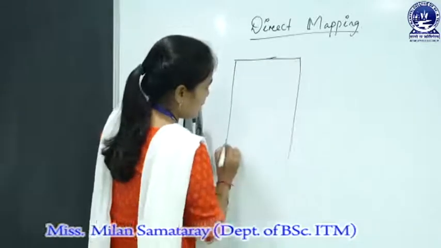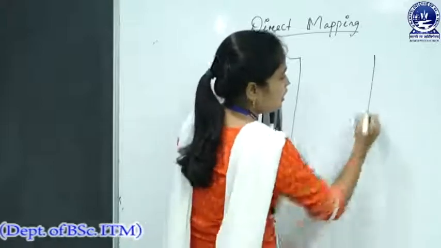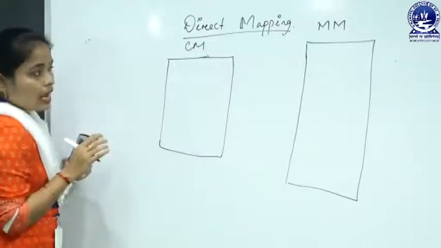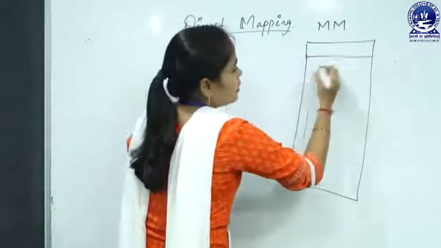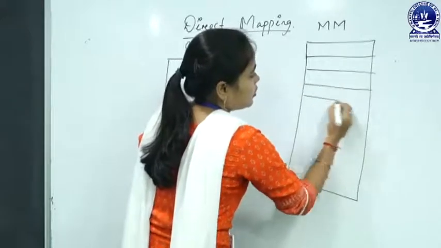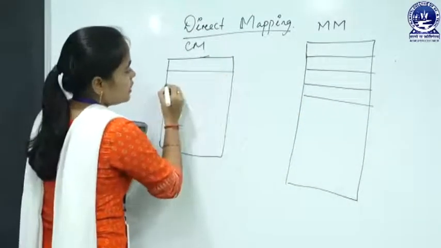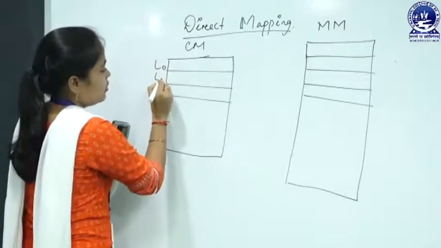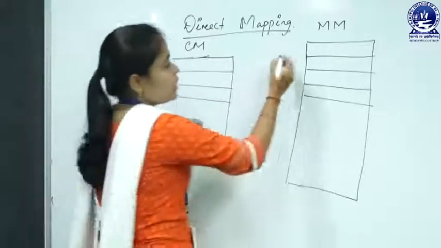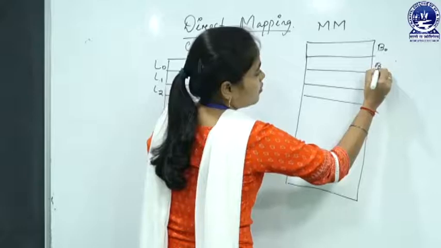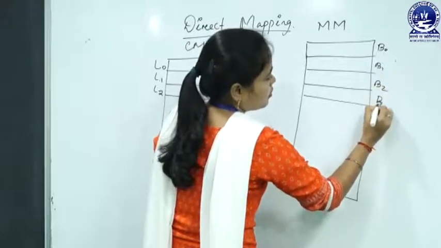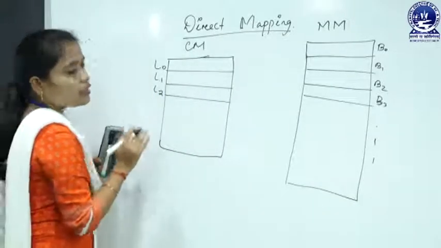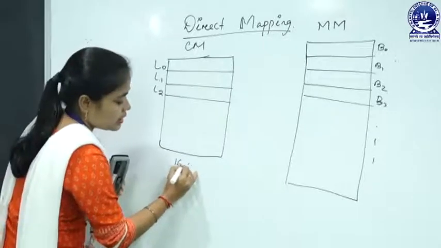Here is the cache memory, and here is our main memory. As I have told you, main memory is basically divided into a number of blocks, and cache memory is divided into a number of lines. So these are lines, let's say L0, L1, L2 like this, and here is B0, B1, B2, B3 like this.